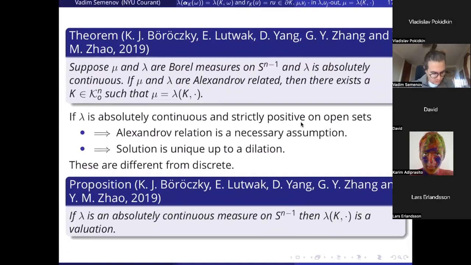First of all, they obtained the following results. If lambda is absolutely continuous and mu and lambda are Aleksandrov related, then there exists a body. And the Aleksandrov relation is that form which I showed you. It's this geometric idea that the normal cones should lie on one side. So they prove this existence result. And regarding uniqueness, they showed that if lambda is absolutely continuous and strictly positive on open sets, then the Aleksandrov relation is a necessary assumption and the solution is unique up to dilation.